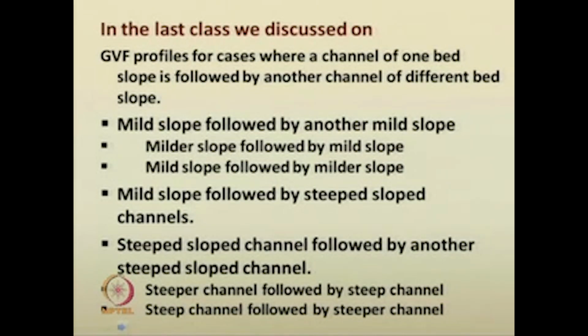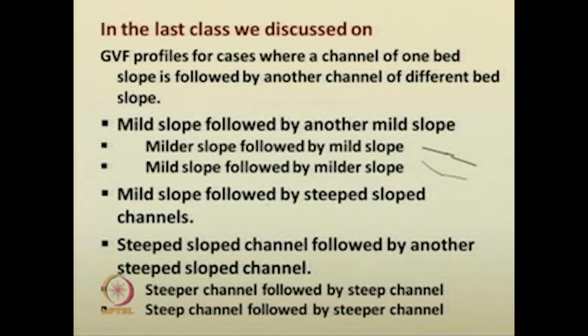Some of the cases were mild slope followed by another mild slope. In this itself, there were two different cases: milder slope followed by mild slope. I am just giving you a rough idea again. A milder slope followed by a mild slope, that is, this one has less slope compared to the following one. Similarly, a mild slope followed by a milder slope. We have discussed the gradually varied flow profiles in these cases.